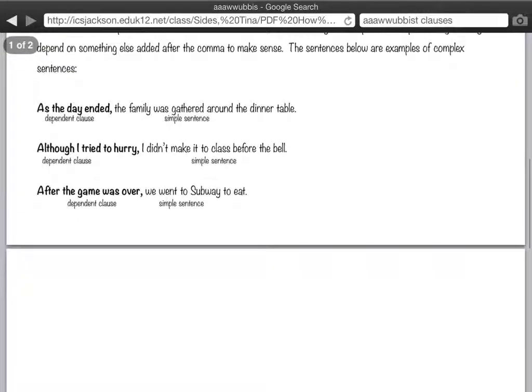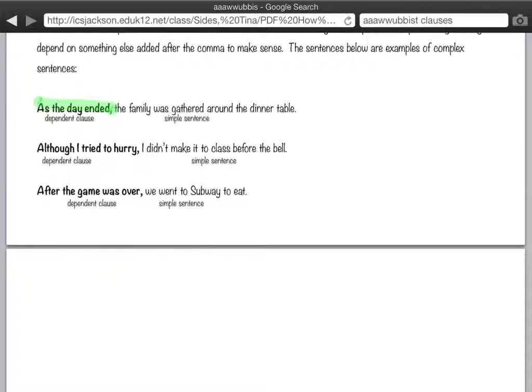So if we're looking at these dependent clauses in sentence form, as the day ended, the family was gathered around the dinner table. Your dependent clause, as the day ended, should be followed by a comma, and that comma indicates there's a break, and then you would have the family gathered around the table. Dependent clause, independent clause. Although I tried to hurry, that would be your dependent clause because you have an awubus. Independent clause: I didn't make it to class before the bell.